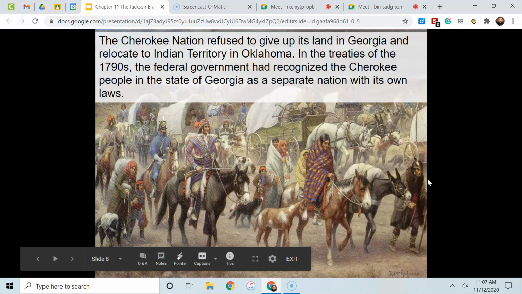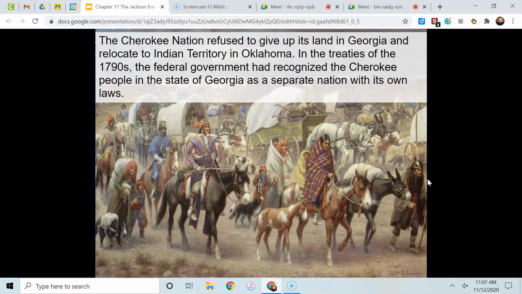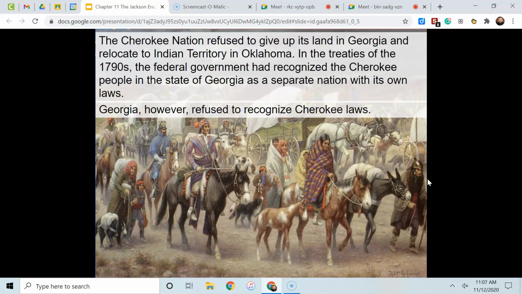And they cite treaties from the 1790s. So again, coming back to the formations of the nation after the passing of the Constitution. The federal government had recognized the Cherokee people in the state of Georgia as a separate nation, with their own laws. Well, Georgia, at this time period, is refusing to recognize the Cherokee law and that agreement and wants them removed.